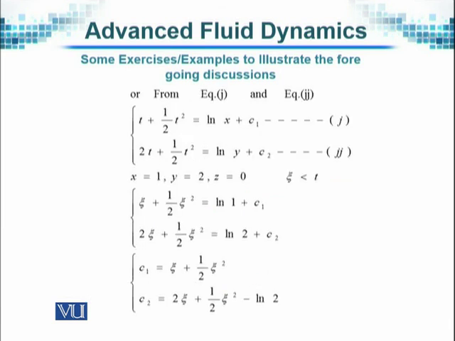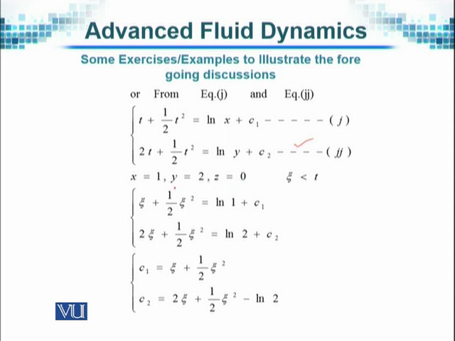So from these equations, we calculate t plus half t square is equal to log of x plus some arbitrary constant c1, and similarly 2t plus t square by 2 equals log of y. Here we write some constant c2, so that they are different, because here the variable is x, here the variable is y. So when t changes, the x and y may not necessarily be at the same point, therefore the arbitrary constants are different.